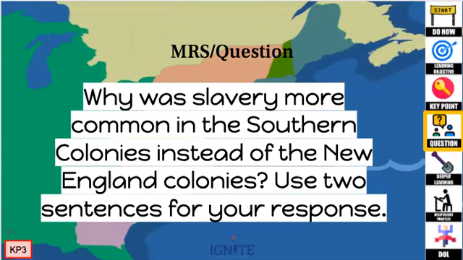Second MRS. Why was slavery more common in the southern colonies instead of the New England colonies? Use 2 sentences for your response. Answer now either in writing or in words. Why was slavery more common in the southern colonies instead of the New England colonies? Use 2 sentences for your response.